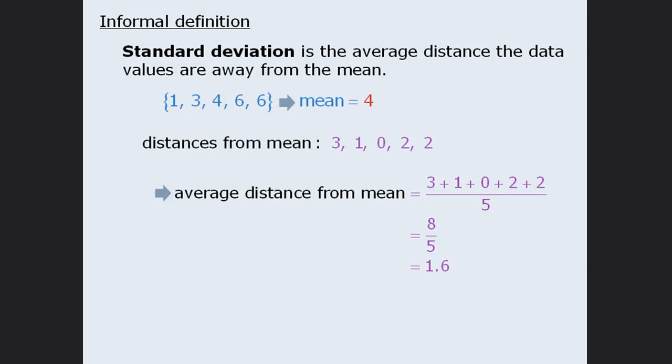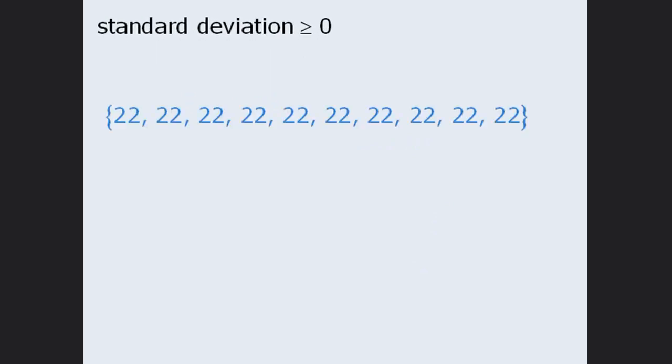Alright, now let's examine a few properties of standard deviation. First, the standard deviation of a set of numbers is always greater than or equal to 0. Second, whenever a set contains identical numbers, the standard deviation of that set is always equal to 0.